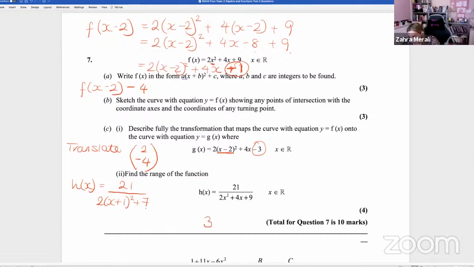And what's your minimum value? Whenever you've got anything like this, I've just got 21 on the top, so it's just going to be 0. My y asymptote is just going to be 0. Because if I was to divide everything through by x, I would get 21 over x over 2x plus 4 plus 9 over x, but as x goes to 0, the top goes to 0, the whole graph will go to 0. So that's the range of my function.